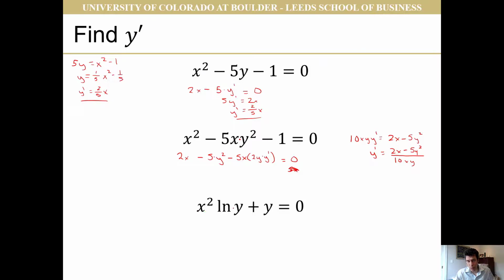x squared ln y plus y equals 0. Again, we've got a product rule here.